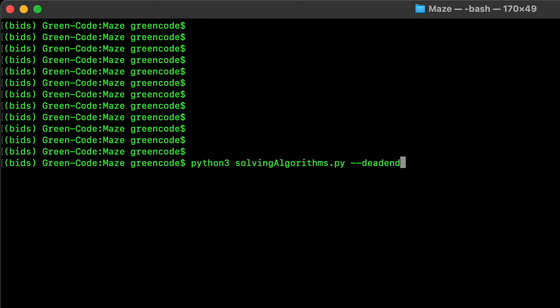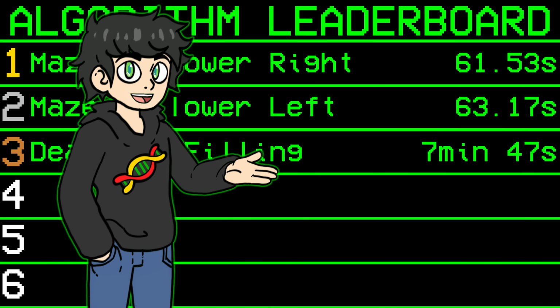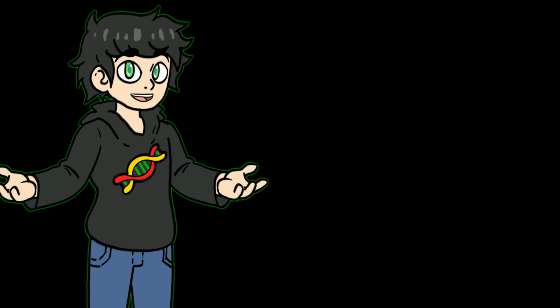Not bad, honestly. Let's try Dead End Filling. Let's run it. Okay, it took 467.59 seconds, which is 7 minutes and 47 seconds. And although it wasn't as fast as Wall Follower, it gave me the most optimized solution to the world's hardest maze. Are you ready? This is a solution of the world's hardest maze.